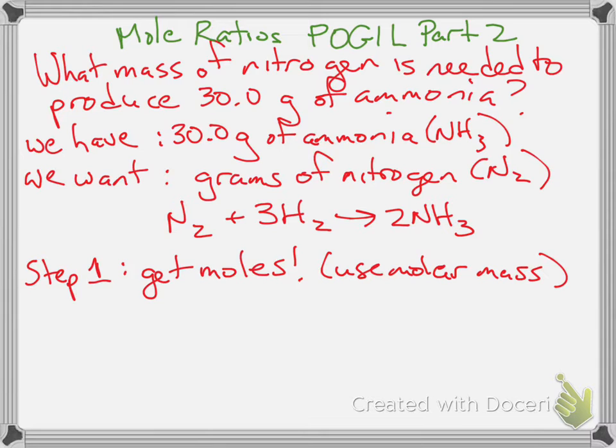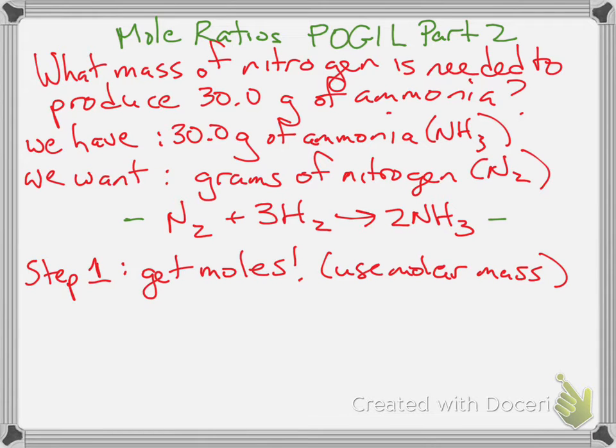The question that is asked in mole ratios POGIL Part 2, and that is posed at the end of Part 1 actually, is what mass of nitrogen is needed to produce 30.0 grams of ammonia. Now, we've learned all along that mass in science is measured in grams, and so the information that we have is 30.0 grams of ammonia. What we want to know is the grams of nitrogen, because we are asked about the mass of nitrogen. And we have the balanced equation here in the middle of the page.